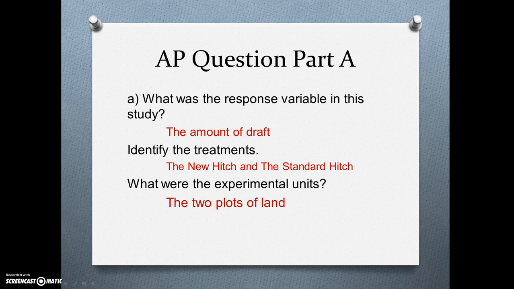Part A. What was the response variable in this study? The response variable was the amount of draft. Identify the treatments. The treatments were the new hitch and the standard hitch. What were the experimental units? The experimental units were the 2 plots of land.